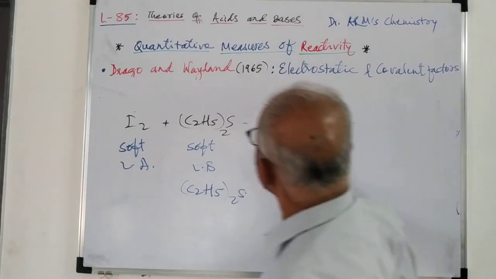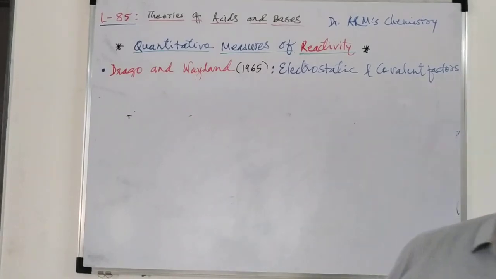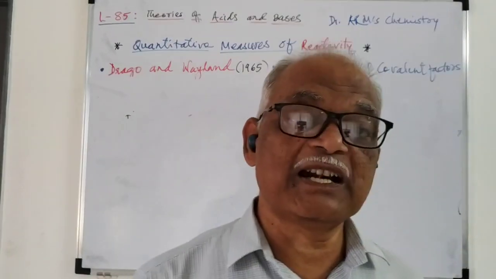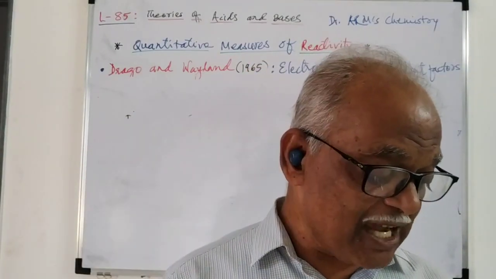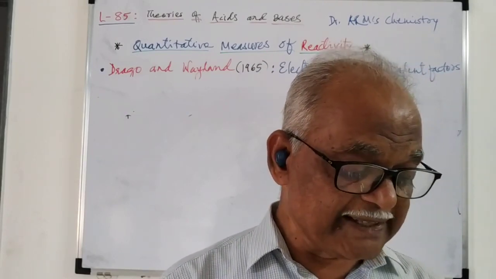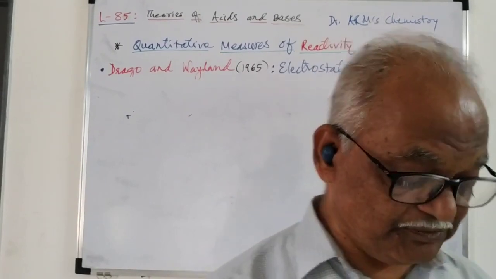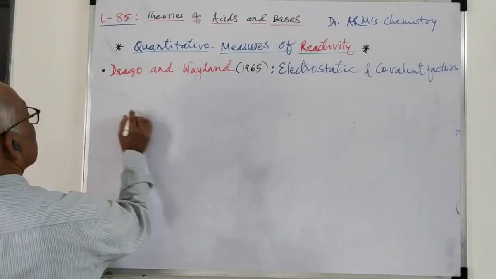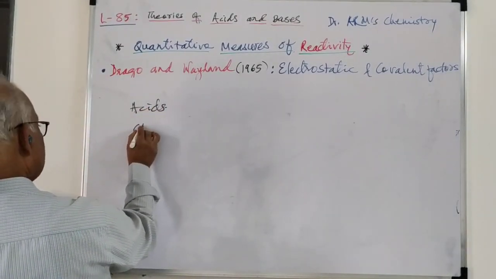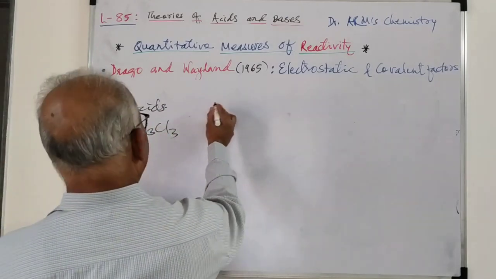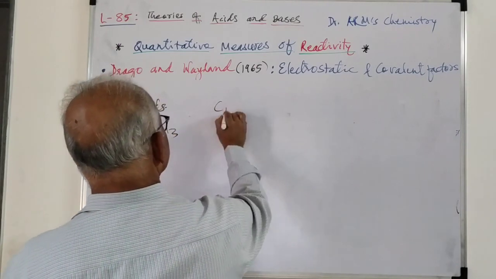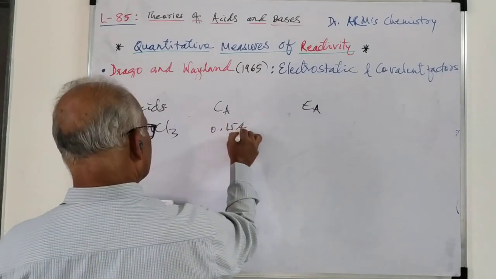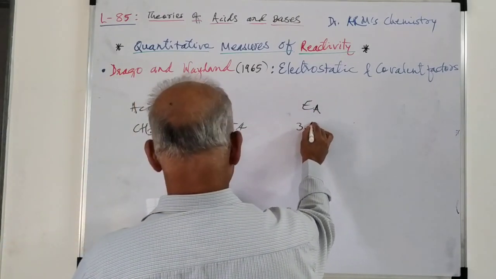Then we can consider the different values. We can have different values for Lewis acids and bases, for these covalent factors and electrostatic factors. So I will just read out these values. For acids, the Ca values and Ea values, for CH3Cl, the Ca value is 0.154 and this Ea is 3.2.